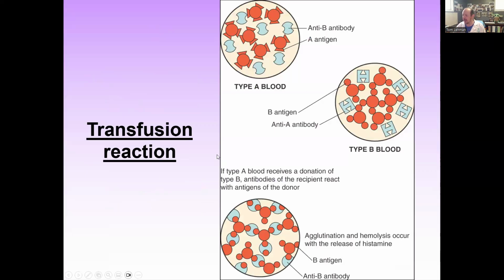Transfusion reaction, we talked about that in type 2 hypersensitivity. You can imagine if all these little antigens sticking out of the red blood cell, if you're suddenly exposed to antibodies that would bind to the same thing, they're going to wind up cross-linking and agglutinating all of these red blood cells, making massive clumps. That's going to plug up your bloodstream. That can wind up causing tremendous anaphylaxis and shock and death.